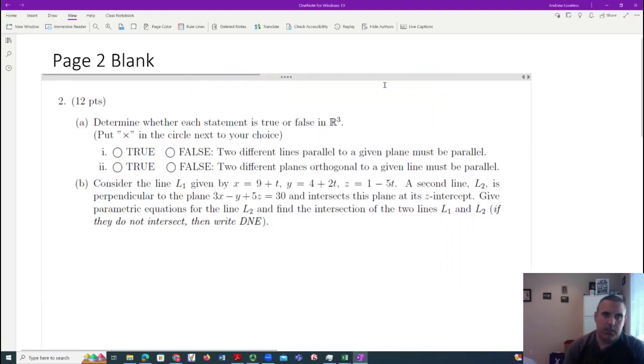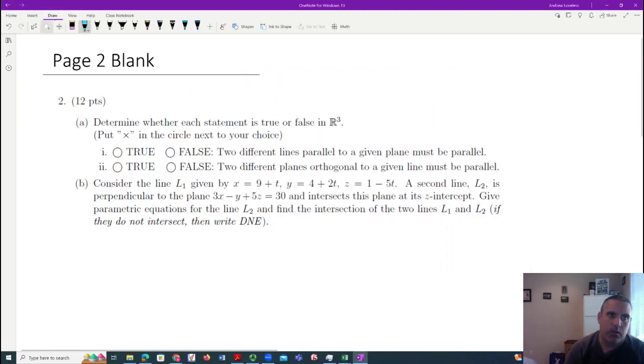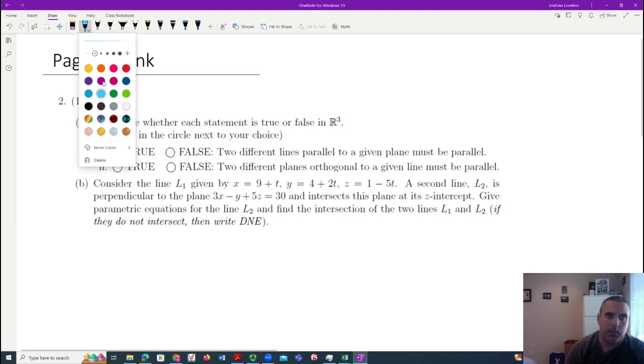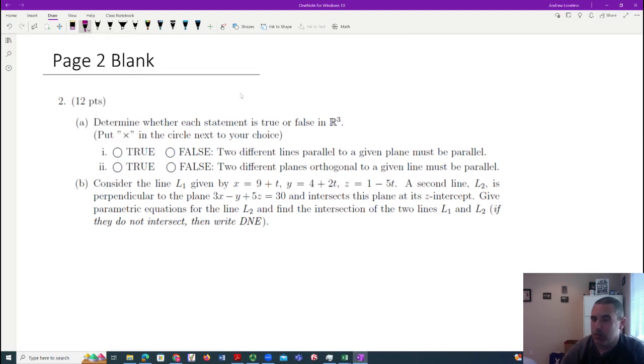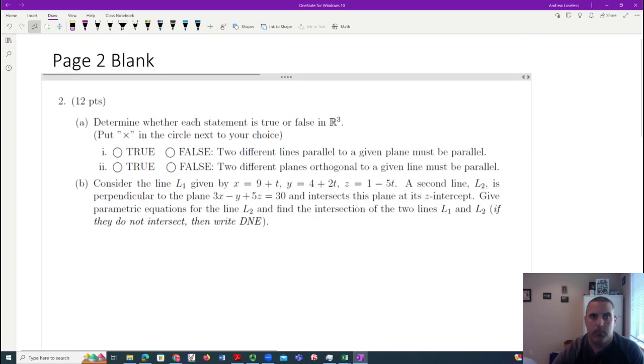Hello Math 126 students, now I'm going to work through page 2 of the 2024 exam. Again, my goal is to first work through it as if I'm a student and then circle back and talk about where you would have seen this in your studying and how to reflect.